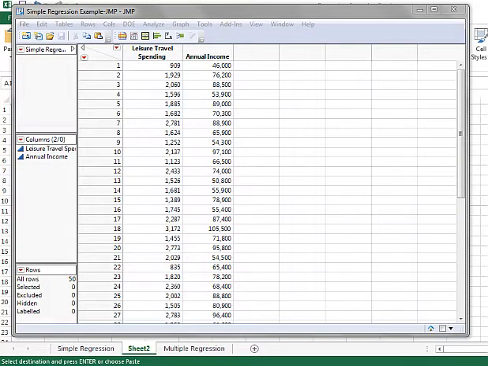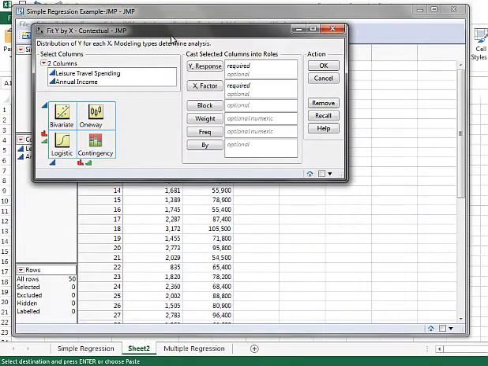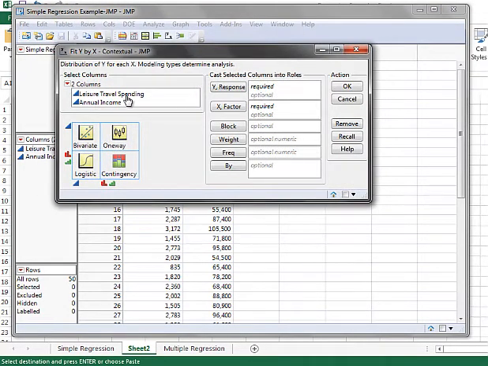Simple linear regression using JMP. I'm using my example of annual income of a bank customer and money spent last year on leisure travel. We are going to investigate the relationship between annual income and leisure travel spending. Use Fit Y by X. The response Y is leisure travel spending and the factor is annual income.